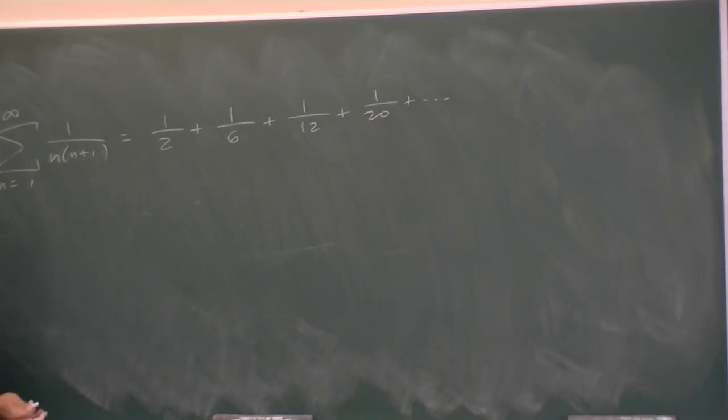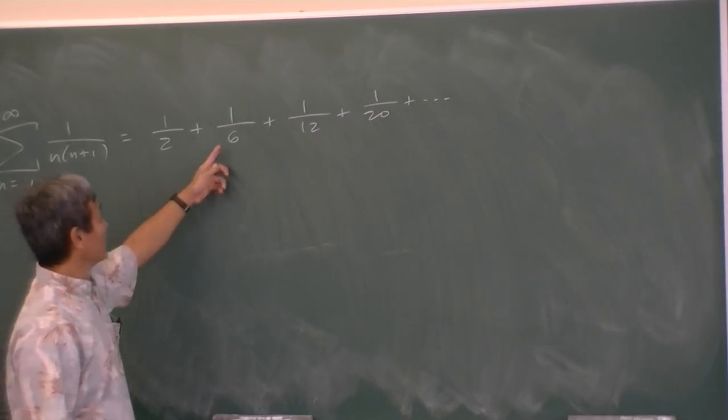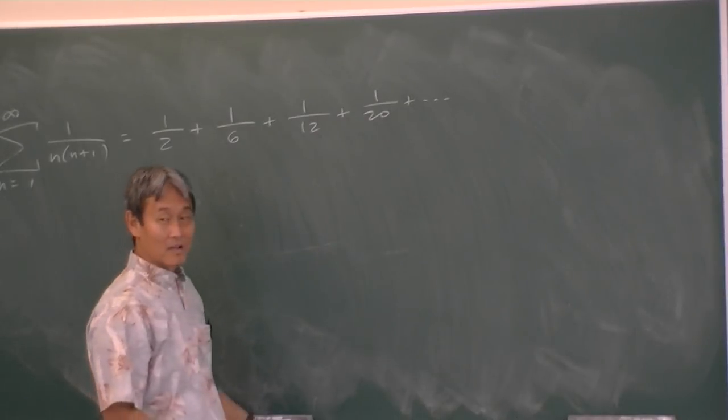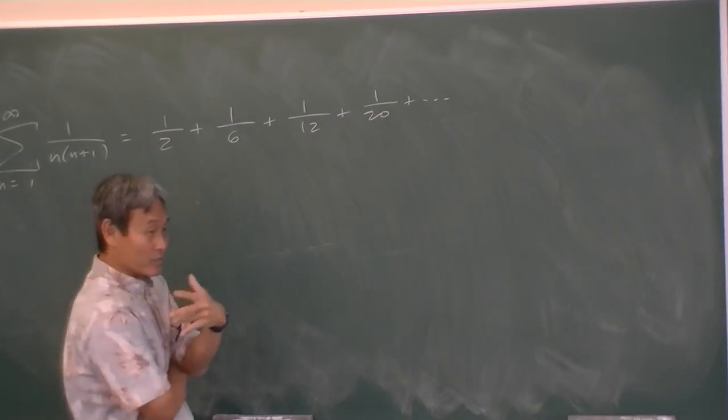Now, can you see it's not geometric now? Because to get from there to there, you gotta multiply by 1/3. But then when you go from there to there, you multiply by 1/2, which is not a common ratio, right? So what do you do when it's not geometric? Well, then you gotta rely on the definition, which is in your notes.